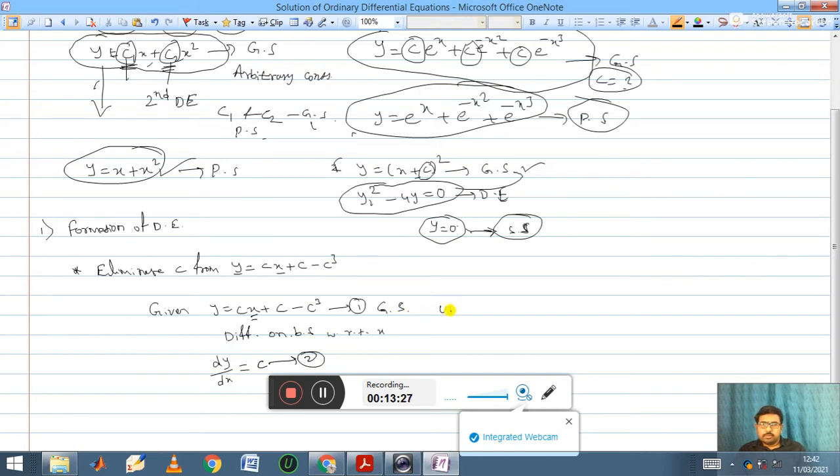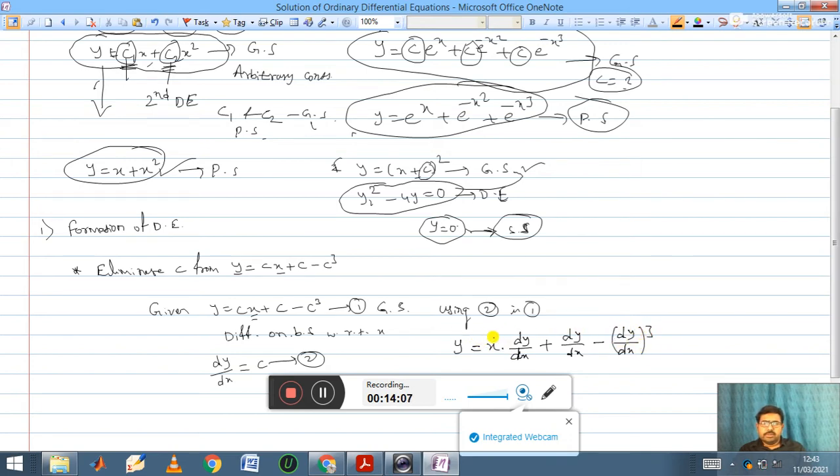So using 2 in 1, because you got here that the c value is dy by dx, you substitute this c value in equation 1. Then it leads to y equals cx, that means x into c, which is dy by dx, plus c, which again is dy by dx, minus c cube. C cube is nothing but (dy by dx) whole cube.